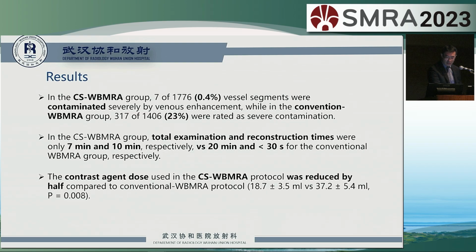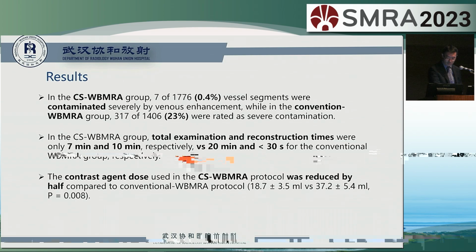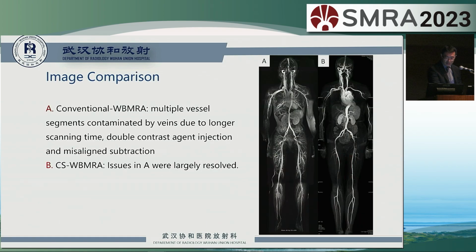And they also compared the venous contamination in different segments. And also the proposed method is much better. And exam time is reduced, and of course it's half dose. And here shows the image comparison between these 2 methods. So on the left is the conventional method, because it's subtraction based, you can see the contamination. But on the right side it's a single acquisition, so it's much clearer.